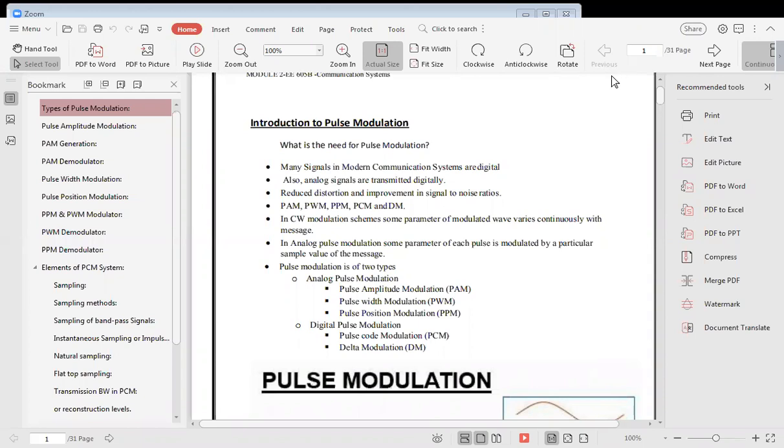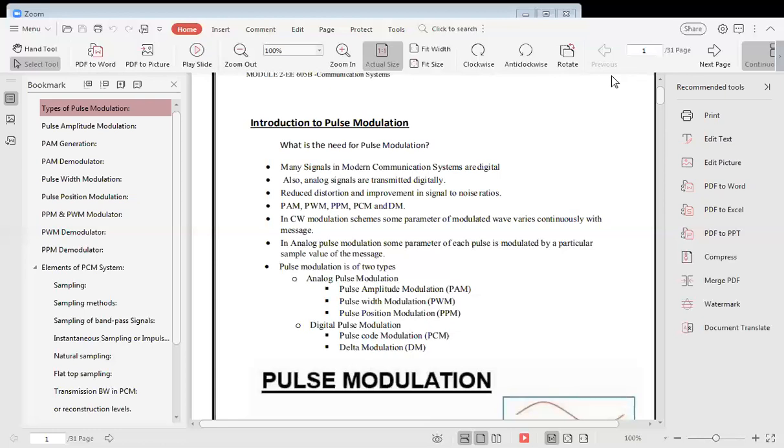PAM, that is the abbreviation of pulse amplitude modulation. PWM, that is the abbreviation of pulse width modulation. PPM, pulse position modulation. PCM, pulse code modulation, and DM, that is delta modulation.